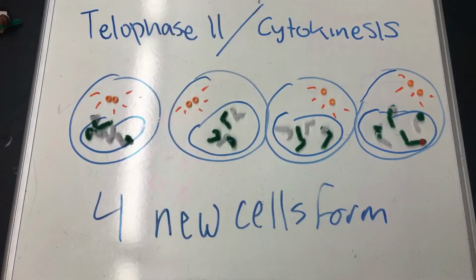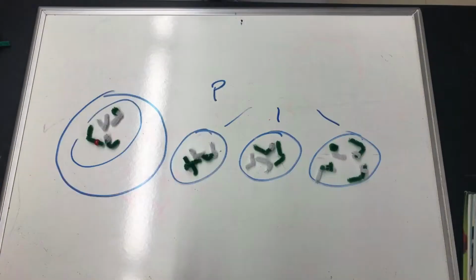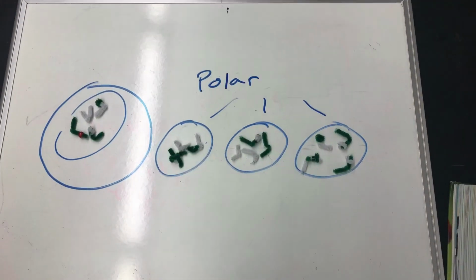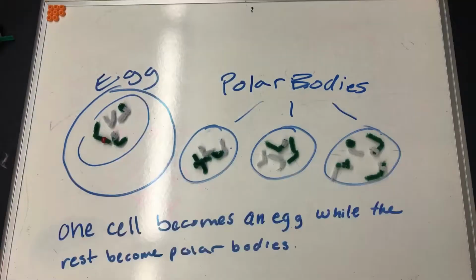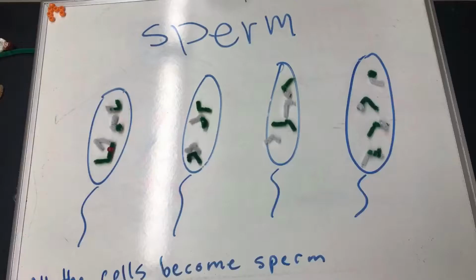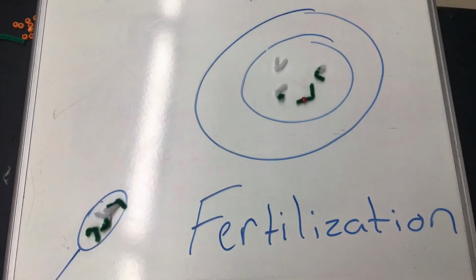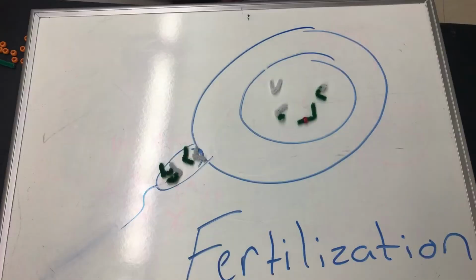This is when n equals 4. This creates either an egg or a sperm, depending on the sex. So that's the egg. One becomes the egg. The other 3 are polar bodies, so they just go away. Or sperm. And then they meet through a process called fertilization.